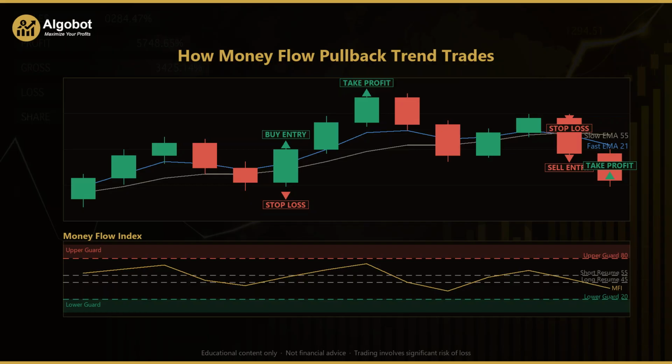So across a single chart you've seen the complete, symmetrical cycle. Buy the dip in an uptrend, sell the rally in a downtrend, each one confirmed not by price alone, but by volume through the money flow index, and each one framed by a clear, predefined stop and target. Of course, not every signal plays out this cleanly, and losing trades are a normal part of the process.